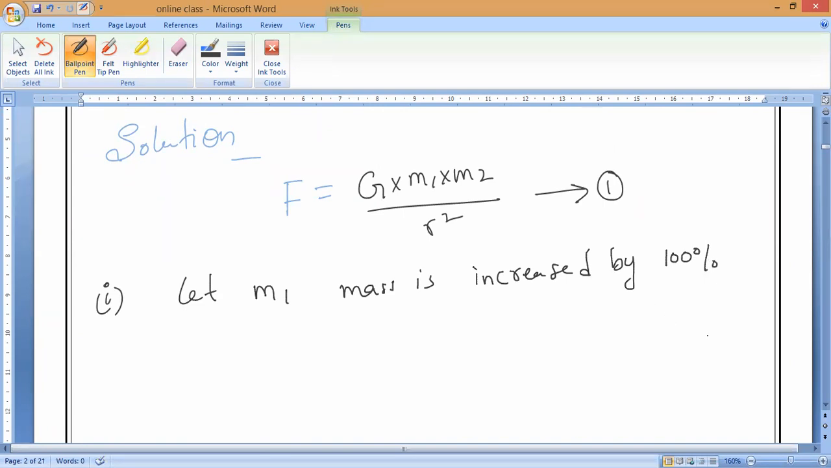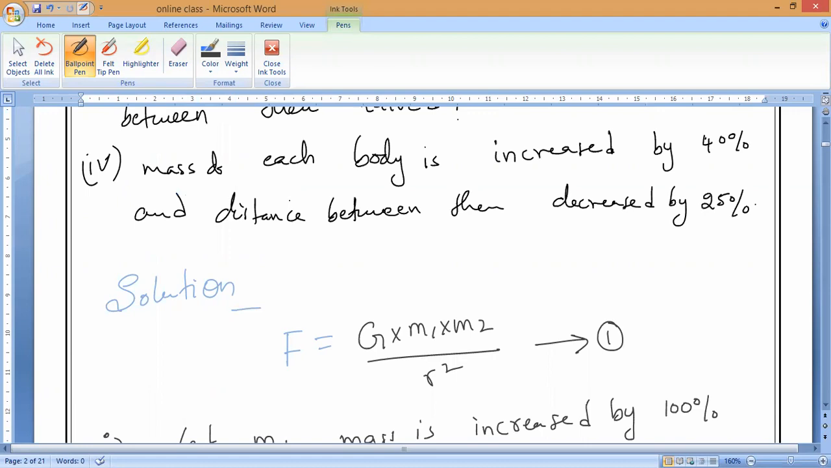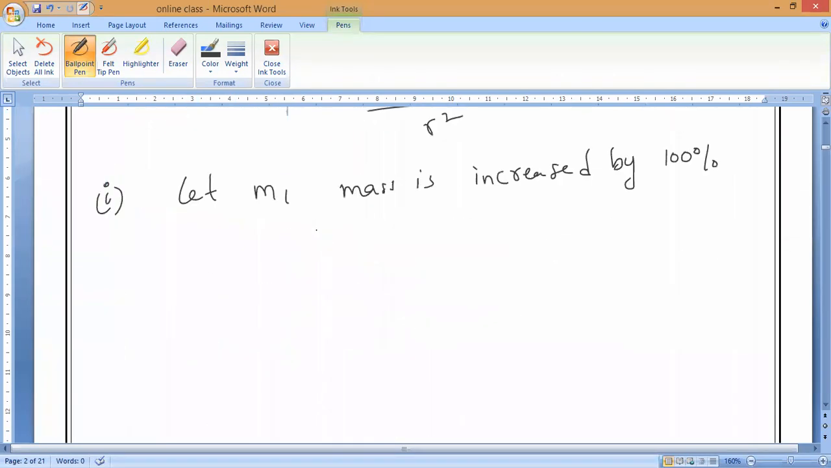Now, in mathematics, let me see. Last question, if you see 40%, 40% means, in mathematics, how will we write it? Can you say 40 divided by 100? Is it yes or no, guys? So if my marks are increased by 40%, it means 40 divided by 100.